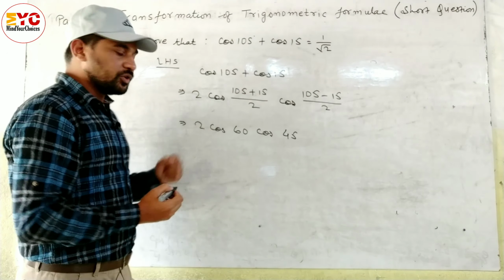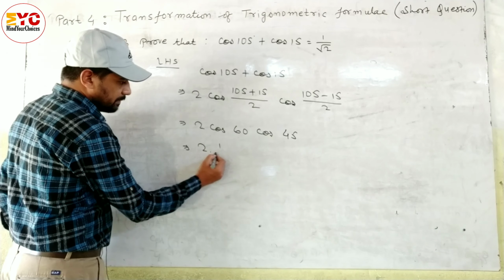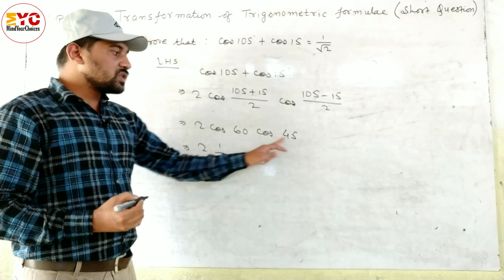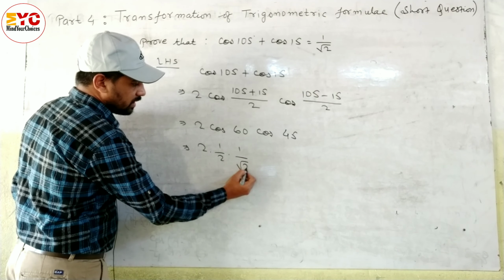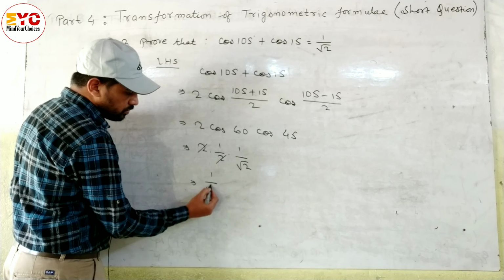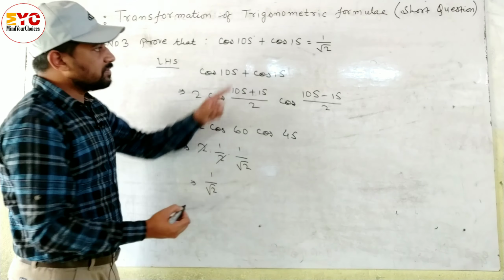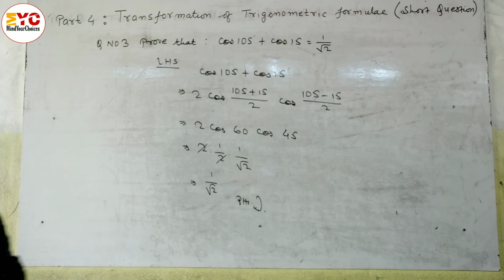Now we have to put the values. 2 into cos 60 means 1 by 2, into cos 45 means 1 by root under 2. Now you can cancel this 2 and the remaining is 1 by root under 2, which we have to prove. RHS proved. Hope you understand this question number 3, which is very easy.